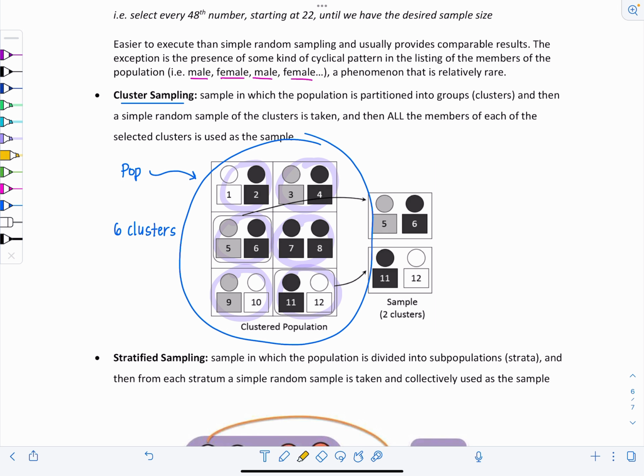So I ended up picking this cluster and this cluster. There's 6 of them. You know, I wrote the numbers on slips of paper and pulled out 2 of them, something like that. And then you take everybody from each of the clusters, and this is your sample, okay? So notice here, in this cluster, I had members 5 and 6, and in this cluster, 11 and 12, and everybody from the selected clusters goes in here. That's my sample, okay? That's cluster sampling.